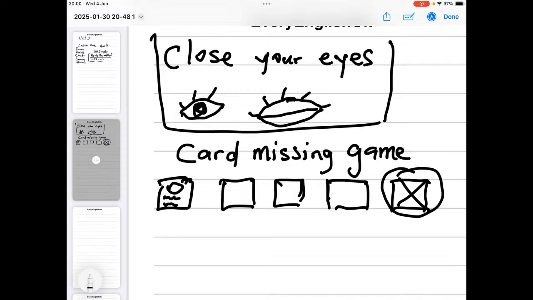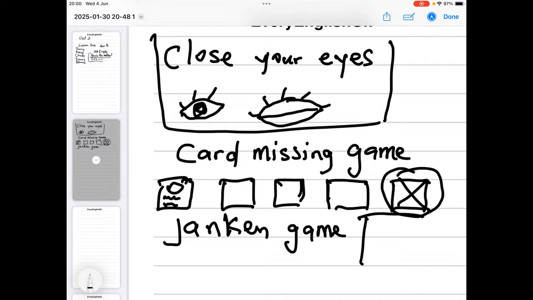Now after doing this close your eyes game, I tell them the next game we're going to do is the janken game. They love this game. This is the name I give this particular game, and it is just rock scissors paper. So I have a flashcard of rock, fist, and then scissors. I'm not good at drawing, please.